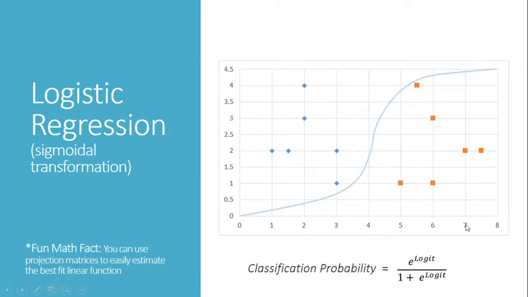So we're using the historical data and the correlation that exists between blood pressure and heart attacks in order to predict the likelihood of heart attack for patients that are new to us and that don't have any history of heart attacks yet. But we can see who's at risk and focus our efforts accordingly in order to improve patient care and decrease costs. Fun fact about logistic regression: you can use linear algebra projection matrices to easily estimate the best fit linear function, and then all you have to do is incorporate this logit function, and you've got a nice logistic regression model.